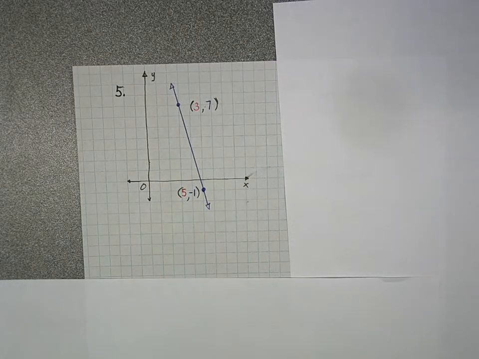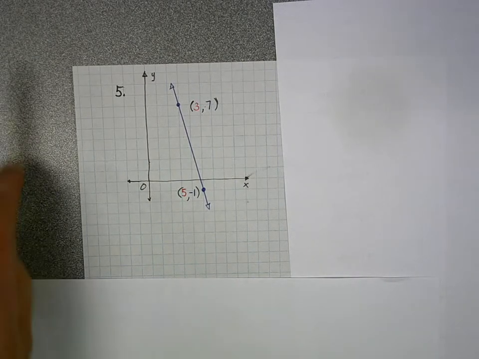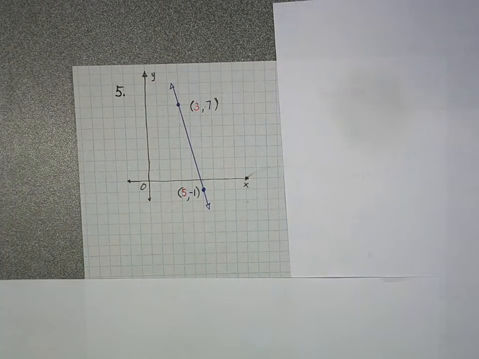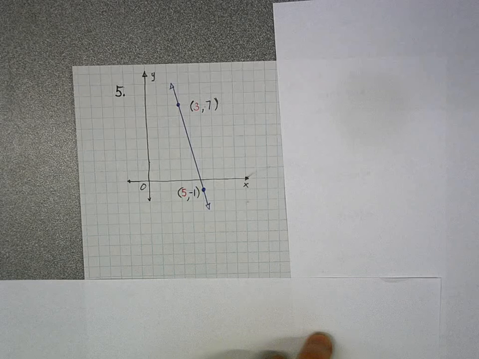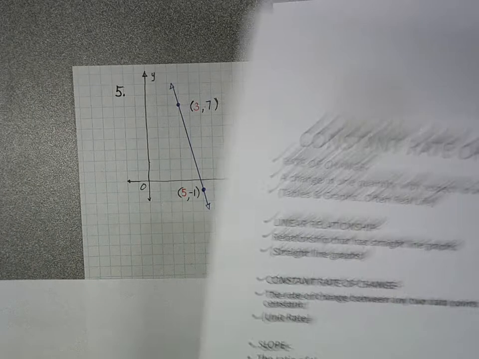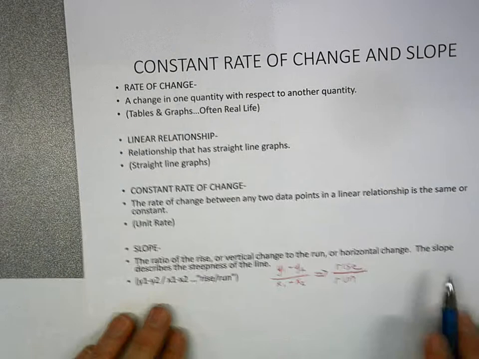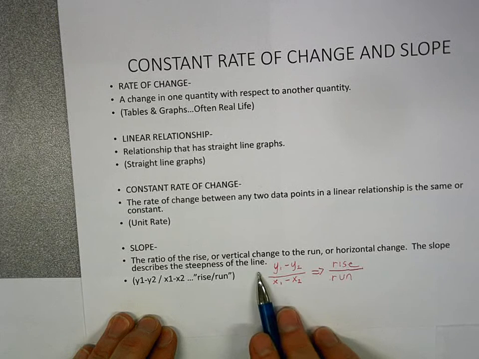Okay, next problem on page 399, problem number 5. Looks just like this. And the question says, find the slope of the line in the graph at the right. So guys, a couple of things. Remember, first of all, slope, just taking a look here. Remember just the idea that it's the steepness of the line.